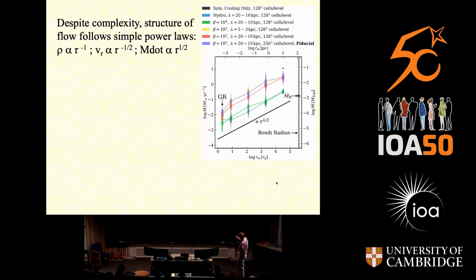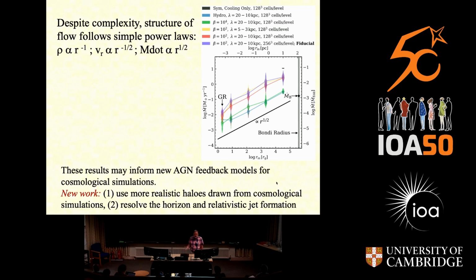Interesting because there aren't, as far as I know, any self-similar models that predict this scaling. You have r to the minus 1/2 and r to the minus 3/2 for ADAFs and CDAFs, but I'm not aware of this prediction. It seems to be universally emergent from these kinds of turbulent accretion flows. And so these may ultimately result in better AGN feedback models.